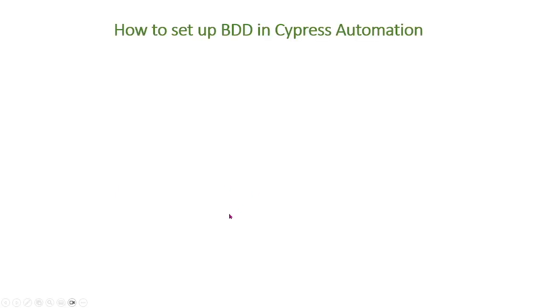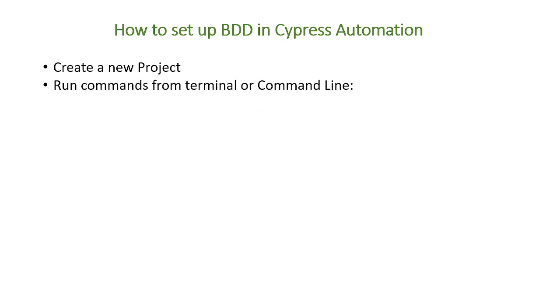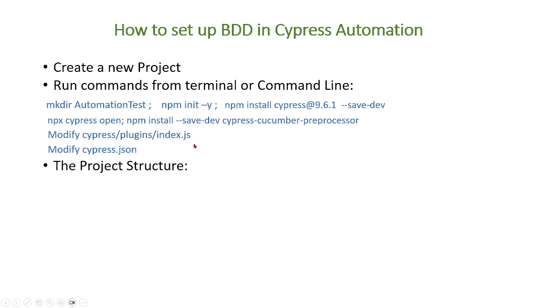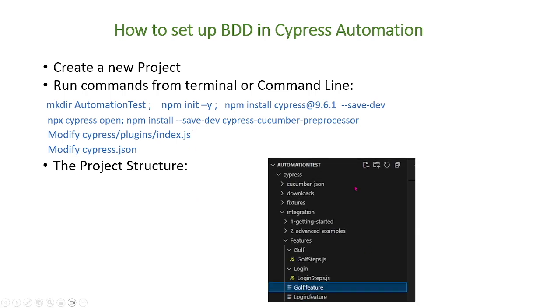So how to set up BDD in Cypress automation? You create a new project, you run commands from the terminal or command line. So these are the commands that we run. You use make directory to create your automation test, npm init, npm install Cypress. You also do a bunch of other commands. For Cucumber, you can modify your Cypress plugins index, modify Cypress JSON file, and then that's basically the gist of the whole automation process. So the project structure, this is what the project structure looks like for an example project.